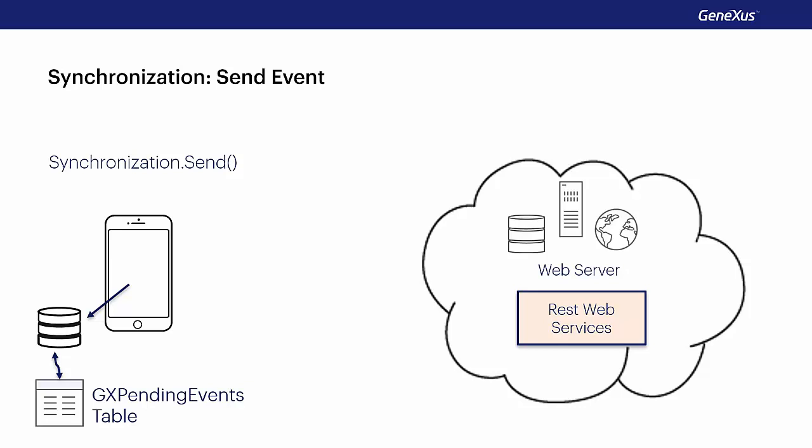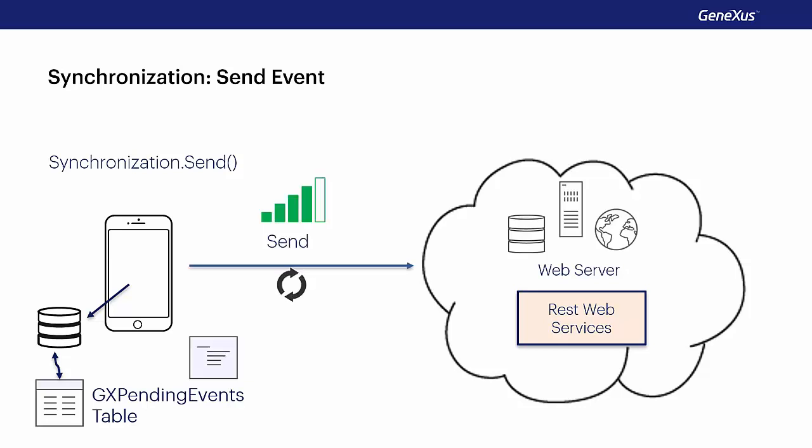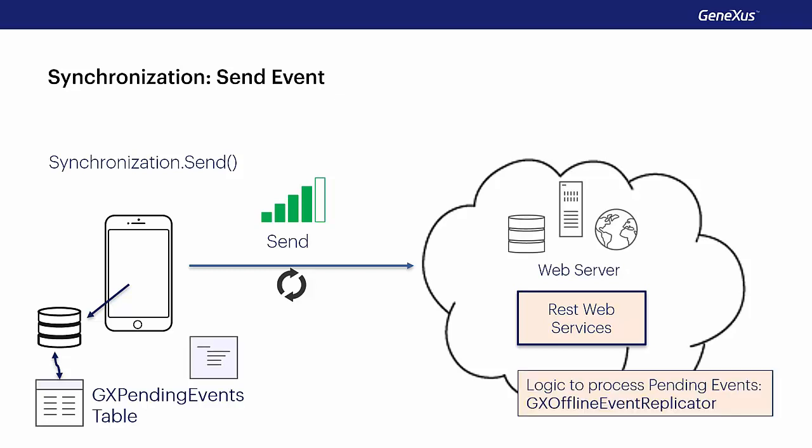When the send operation is started, the client translates the list of all the events with pending status into an SDT with JSON format and sends it to the server. In the server, the procedure GX offline event replicator is programmed. It reads the SDT and runs the CRUD tasks in the order of the operations.